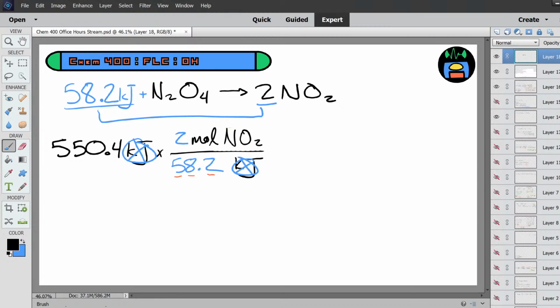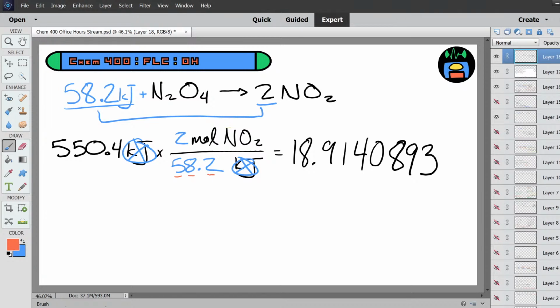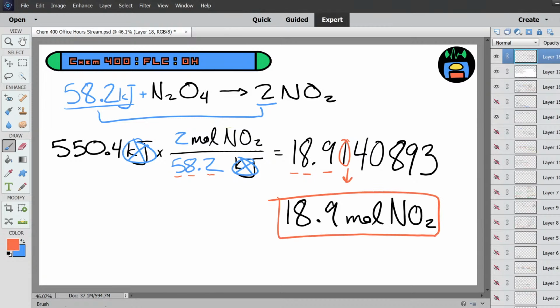So we take our 550.4 times 2 divided by 58.2. And so my calculator is giving me a value of 18.9140893. Sig figs wise, we're still limited to 3. 1 is going to round down, so this would be 18.9 moles of nitrogen dioxide.